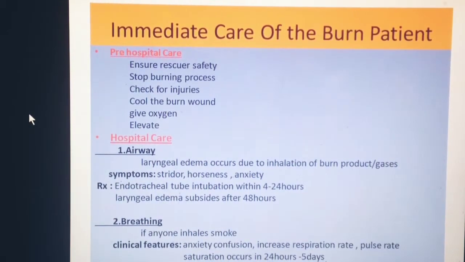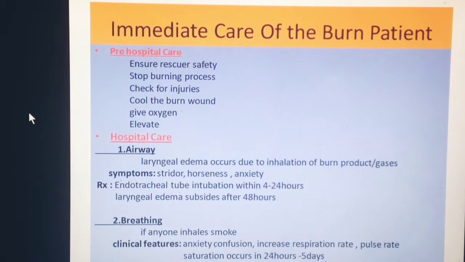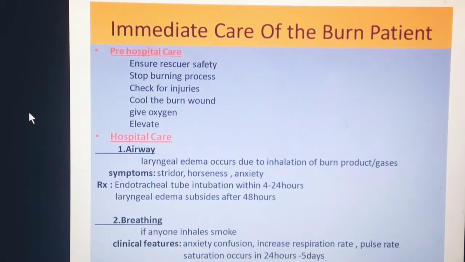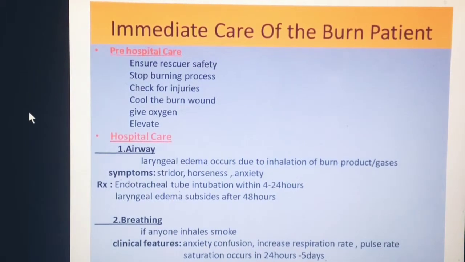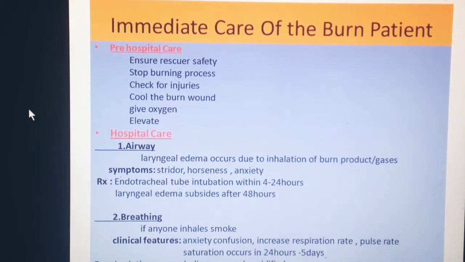Then we need to establish proper breathing. If the patient inhales a sufficient amount of smoke, the patient becomes confused or has anxiety, and the inspiratory rate increases, the pulse rate also increases, and the saturation occurs in about 24 hours to 5 days. So, in order to relieve such anxiety, confusion and respiratory distress, we perform physiotherapy, nebulize the patient, and give warm humidified oxygen.